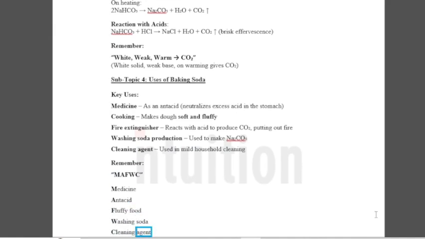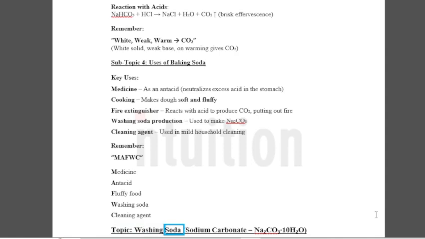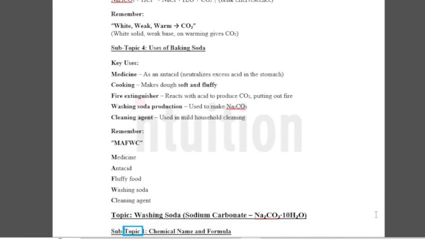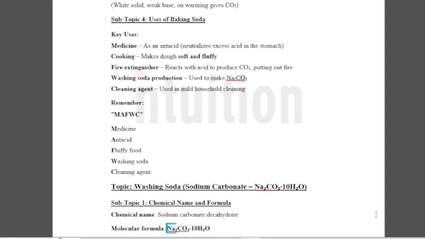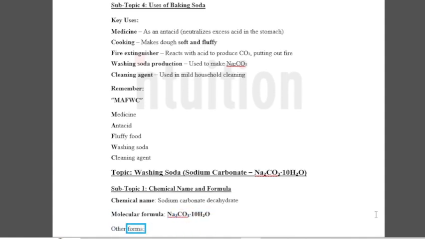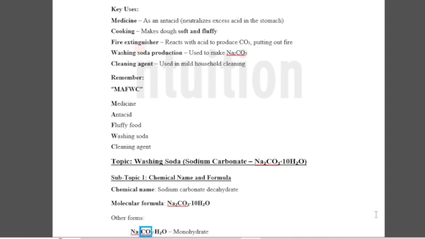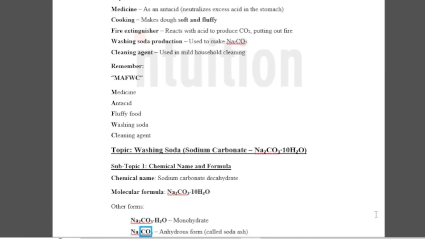Washing soda, cleaning agent. Topic: washing soda. Sodium carbonate, Na₂CO₃·10H₂O. Subtopic 1. Chemical name and formula. Chemical name: sodium carbonate decahydrate. Molecular formula: Na₂CO₃·10H₂O. Other forms: Na₂CO₃·H₂O, monohydrate, and Na₂CO₃, the anhydrous form, called soda ash.